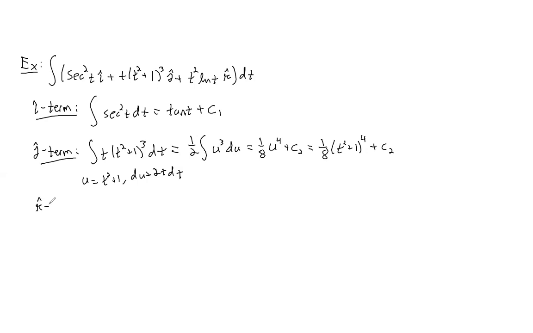Let's do the k term. And what's this? Integral of t squared ln t dt. I think the best way of doing this one is, again, by parts. Let's say that u is an easy one to differentiate. So the easy one to differentiate, I think, is going to be ln t. So that dv is t squared dt.